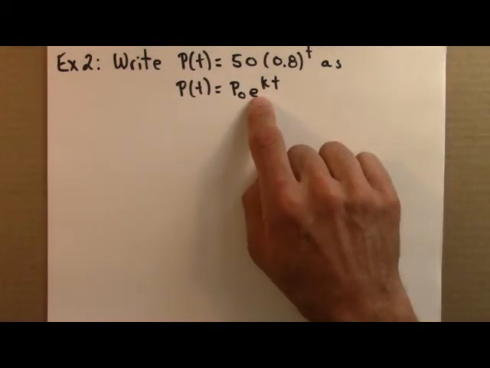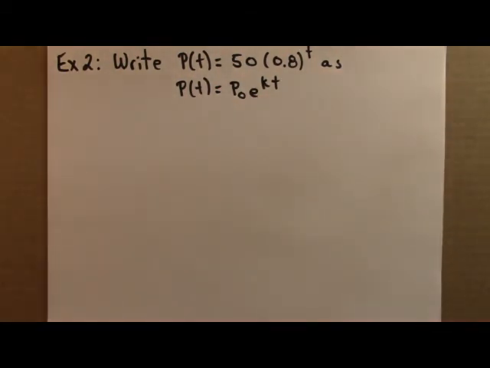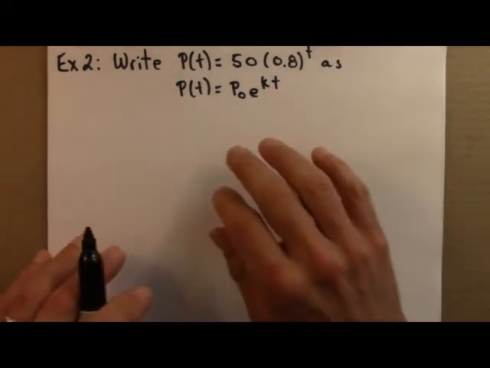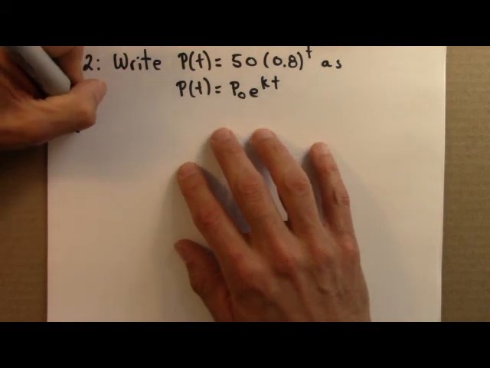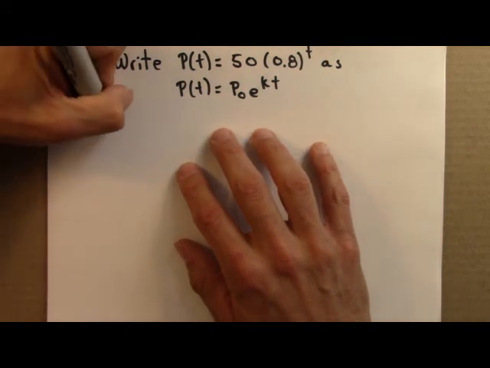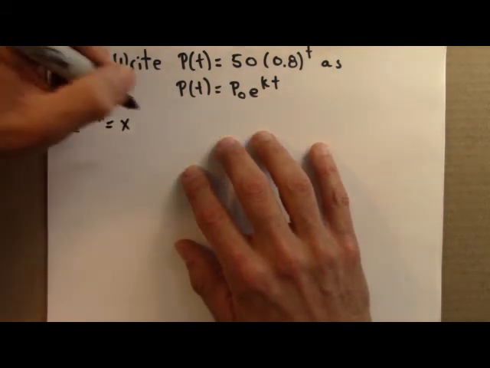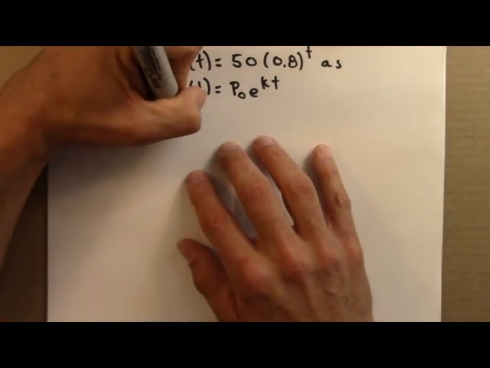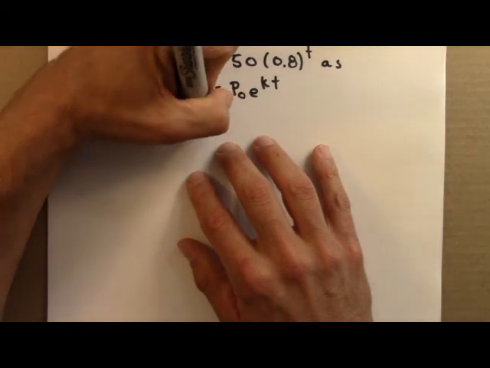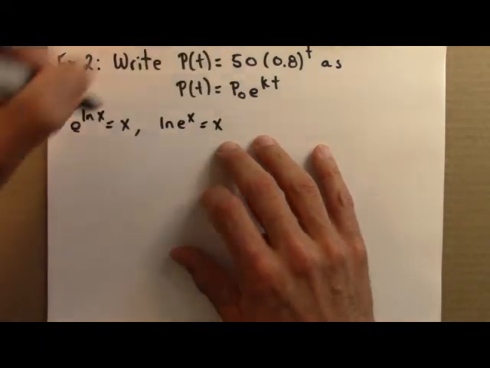So since e's are involved, we're going to need natural logarithms. And let me just remind you what those are. They're defined in the same way as base 10 logarithms. So e to the natural log x is x, or natural log of e to the x equals x.